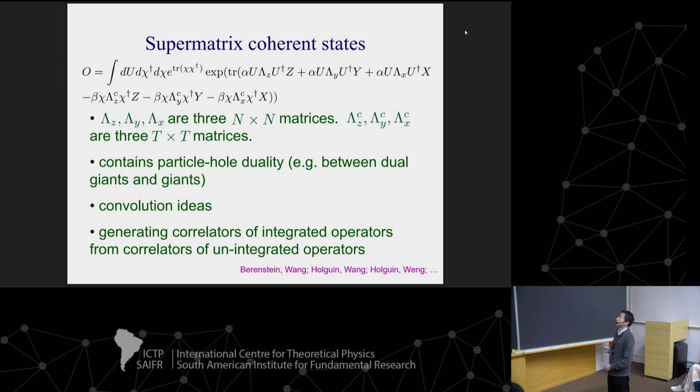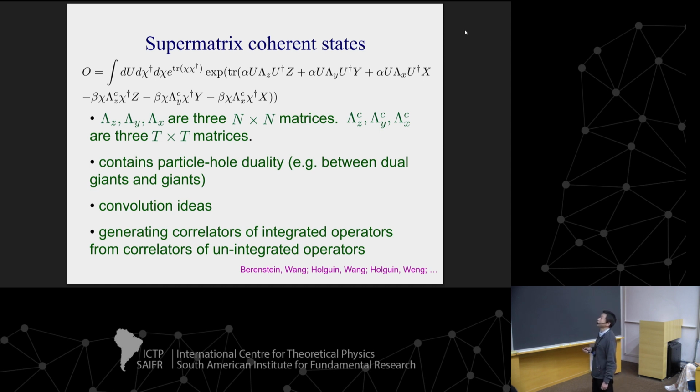There are also other types of coherent states where we can generalize the coherent state by Berenstein-Wong, Holguin-Wang, by including a fermionic counterpart. The first three terms are the coherent states describing ordinary dual AdS giants, and the extra terms are fermionic counterparts. The lambda_ZC, lambda_YC, lambda_XC are three T by T matrices, and chi is an M by T auxiliary fermion.